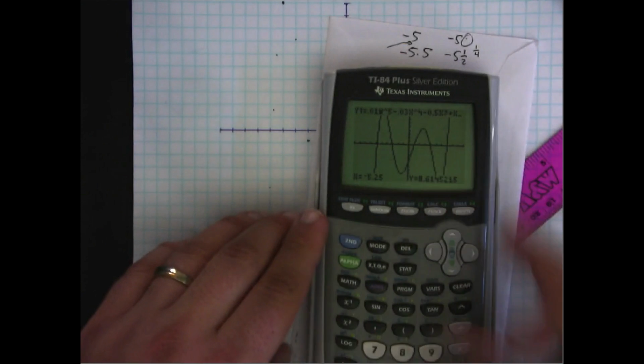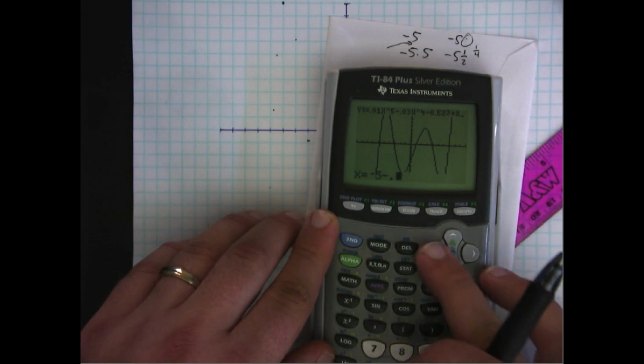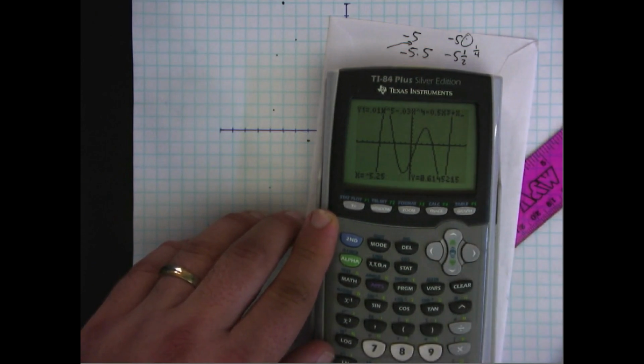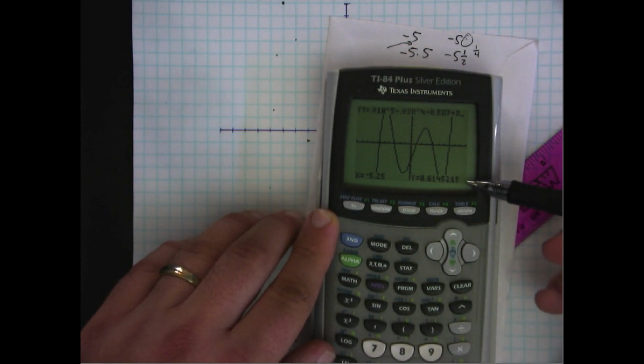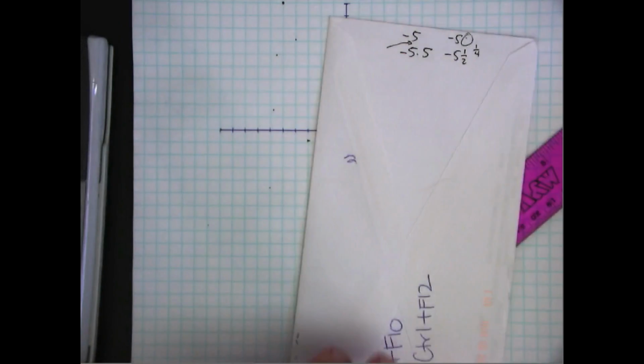So when I'm putting this in, I don't actually have to put in negative 5.25. I could say negative 5 and 1/4, and it will, oh, negative 5 minus a quarter. Sorry. Mr. Fletcher made a mistake. At negative 5 and a quarter, it's 8.61. So, a little bit above 8.5.